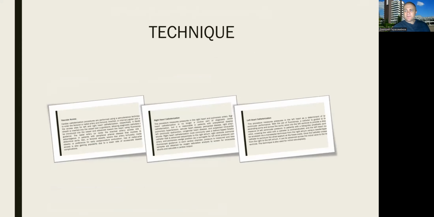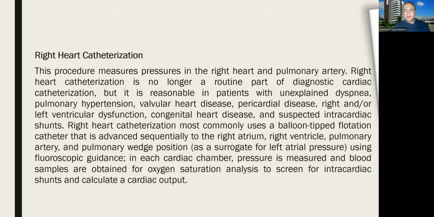Next is right heart catheterization. This procedure measures pressures in the right heart and pulmonary artery. Right heart catheterization is no longer a routine part of diagnostic cardiac catheterization, but it is reasonable in patients with unexplained dyspnea, pulmonary hypertension, valvular heart disease, pericardial disease, right or left ventricle dysfunction, congenital heart disease, and suspected intracardiac shunts.